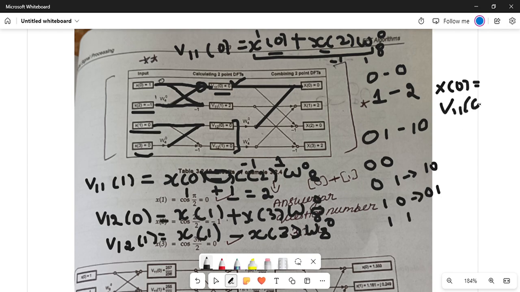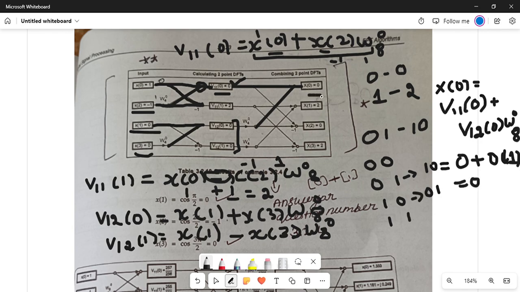Yeah. So V11 of 0 plus V12 of 0 into omega a to the power of 0, right? Yeah. So now here you are going to get the resultant, that is equal to 0 plus 0 into omega a to the power of 0, right? Omega 4 to the power of 0 and omega a to the power of 0 both are the same. So you are going to get 0 into 1, which is completely 0, right?